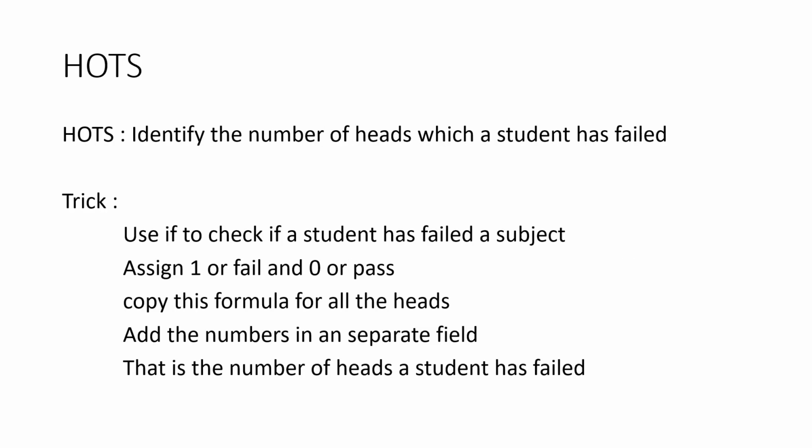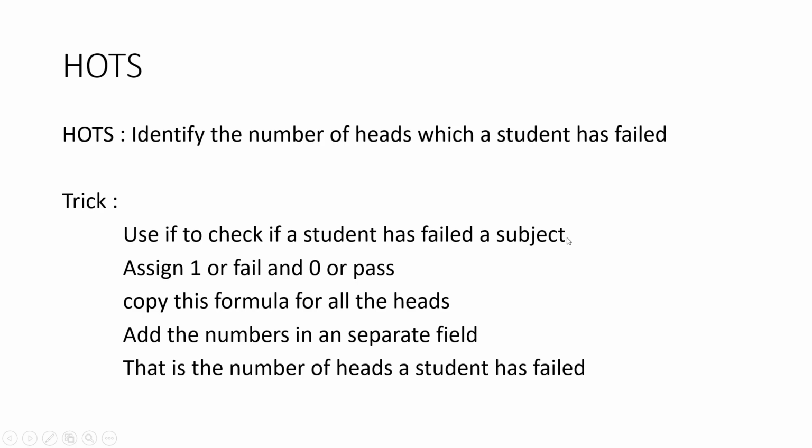Now for the higher-order thinking question: identify the number of heads in which a student has failed. I want to know how many subjects the student has failed. Did he fail only in anatomy theory? Did he fail in anatomy theory and practicals? Did he fail in 3 subjects? Did he fail in 4 subjects? All of this tells us only whether the student has passed or failed. It doesn't tell us in how many subjects he's passed or failed. So if you want to find out the number of subjects in which a student has failed, then use a small trick.